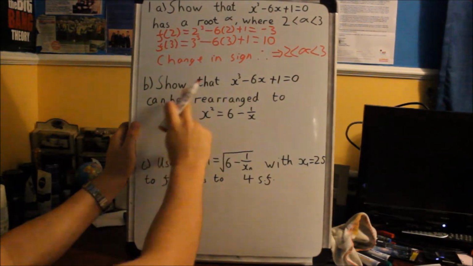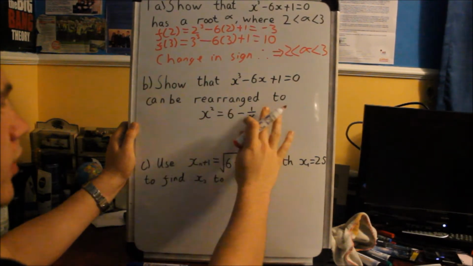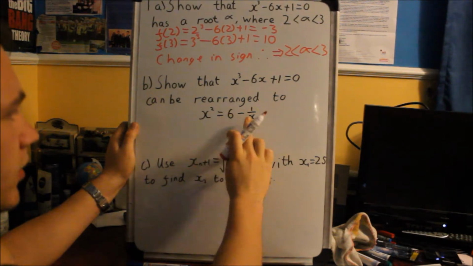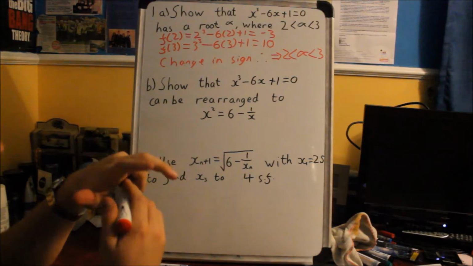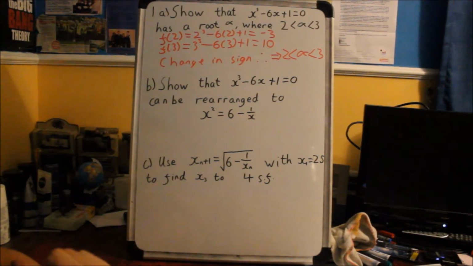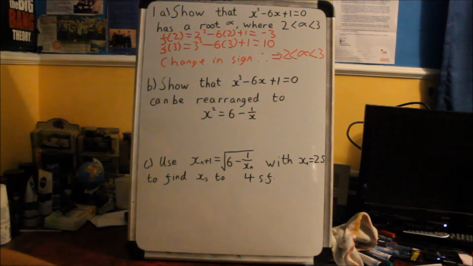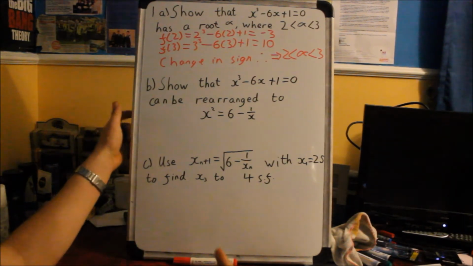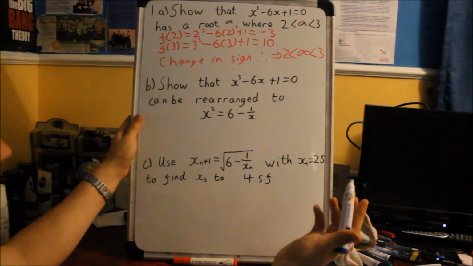Part B, show that x cubed minus 6x plus 1 equals 0 can be rearranged to x squared equals 6 minus 1 over x. Okay, so to show that question, it's quite an easy one. This comes up sometimes with these questions. It's not quite as common as part A, but it does come up quite a lot, where it's just silly little rearranging of things. So there's a few different steps you could take to get the same answer.